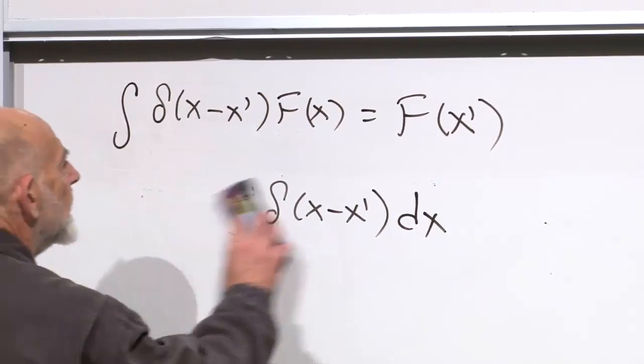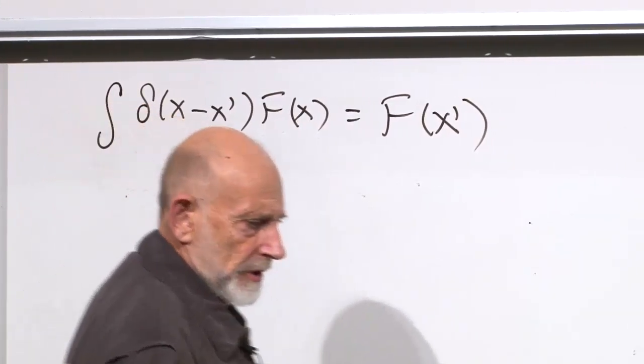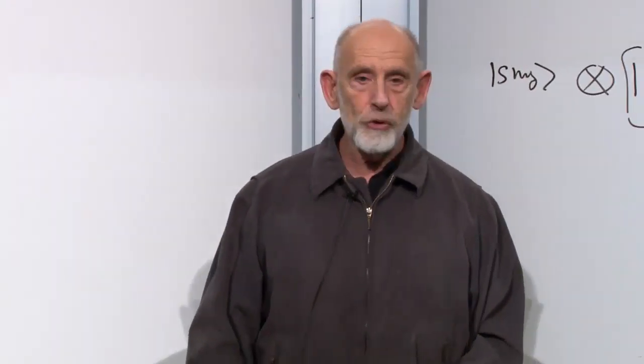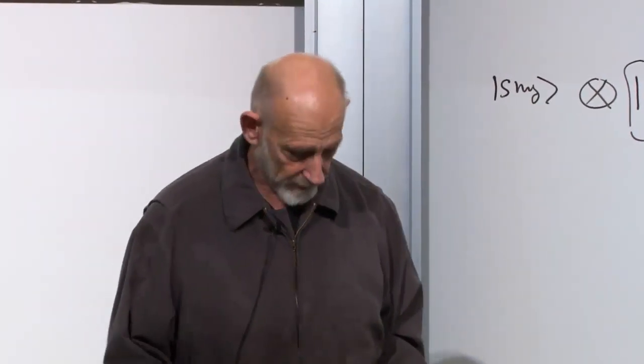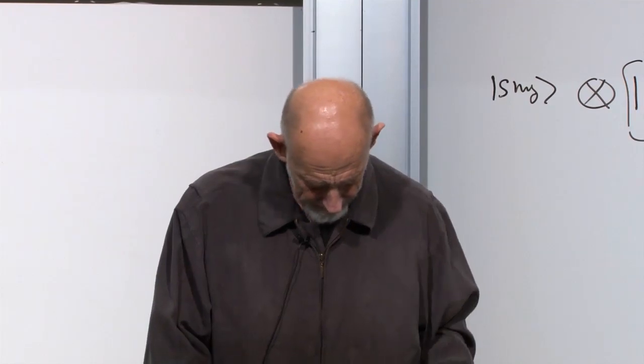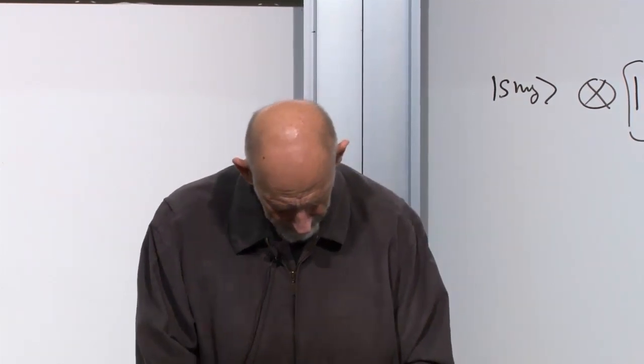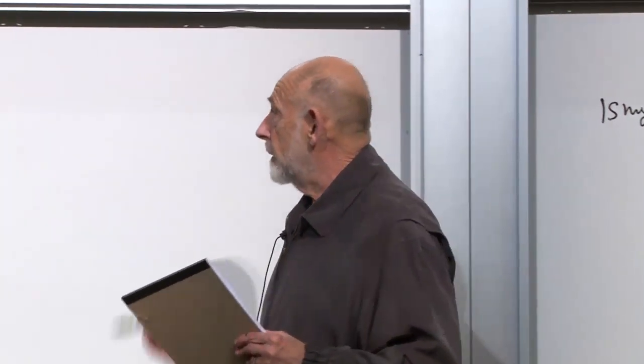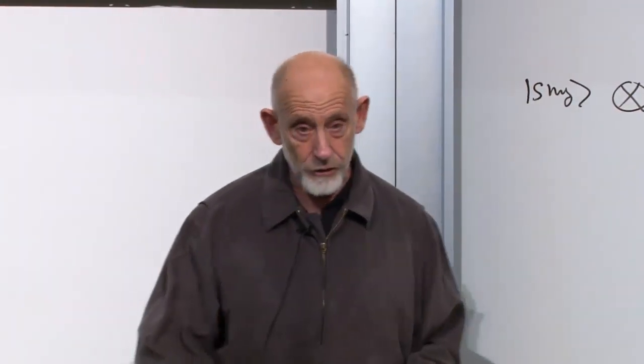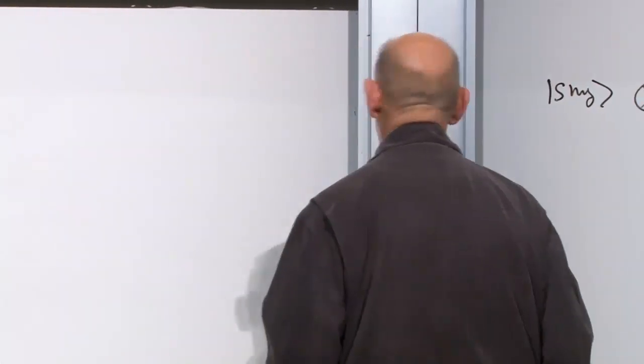All right, so those are the obvious properties of the delta function, which you might use to axiomatize what a delta function is. Okay, now I'm going to prove a theorem which provides an important representation of the delta function.